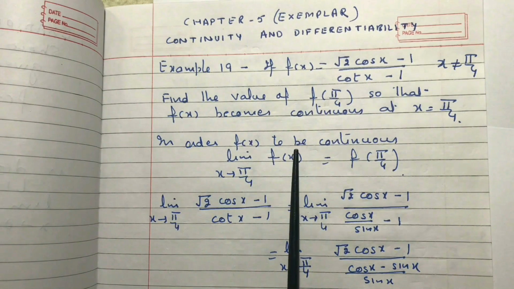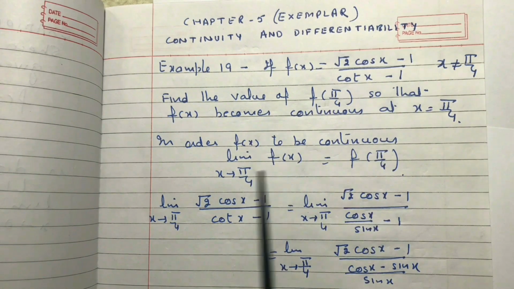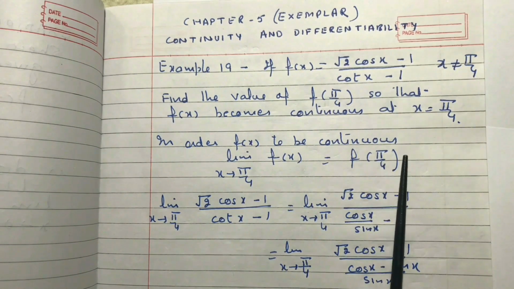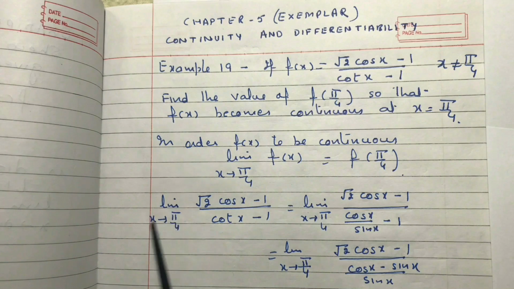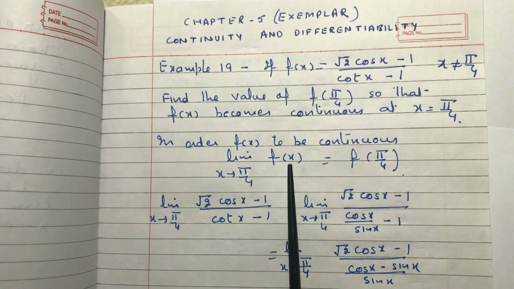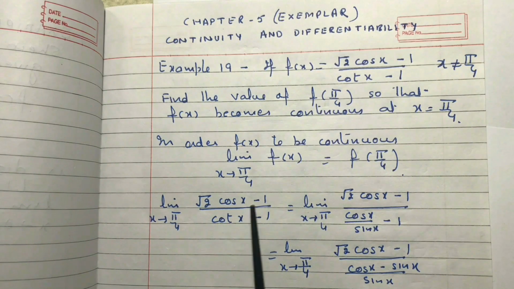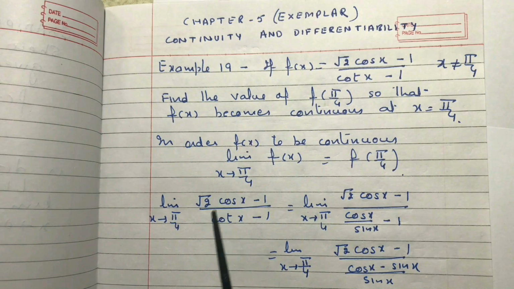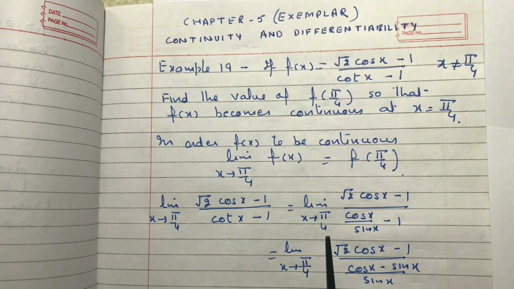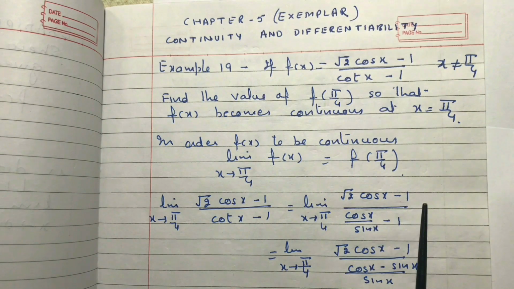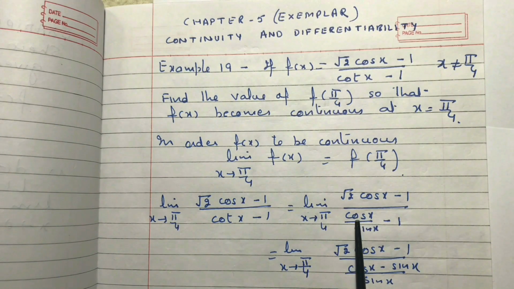Now in order for f(x) to be continuous, the limit of f(x) as x tends to pi by 4 is equal to f(pi by 4). Now limit x tends to pi by 4, instead of f(x) I am going to write this function, (root 2 cos x minus 1) upon (cot x minus 1). I am going to simplify this function. Now this is equal to limit x tends to pi by 4 of (root 2 cos x minus 1) upon (instead of cot x I have written cos x upon sin x, minus 1).